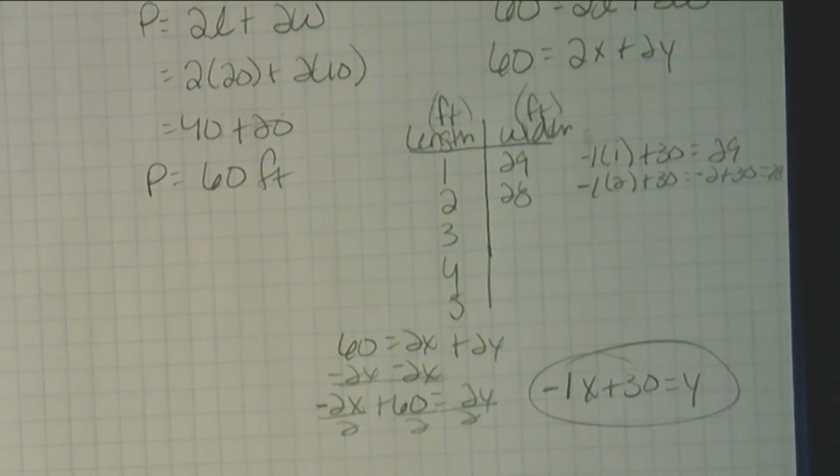Make a table that shows 5 possibilities. I don't think there's only 5 possible. They just said limit it to 5. Because technically I could have 1.1 feet, 1.2 feet, 1.3, 1.4. So there's a ton of possibilities. They just said do 5.